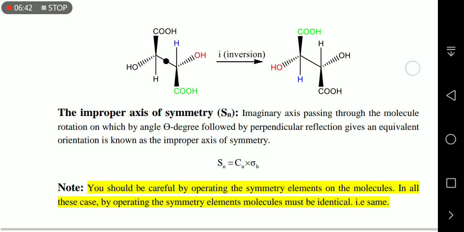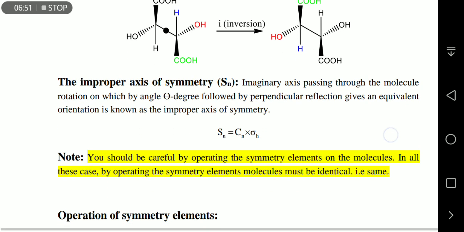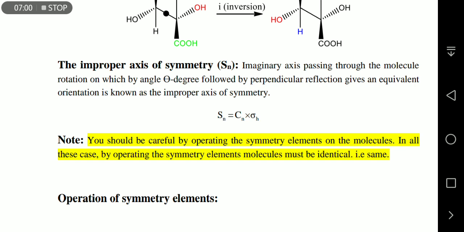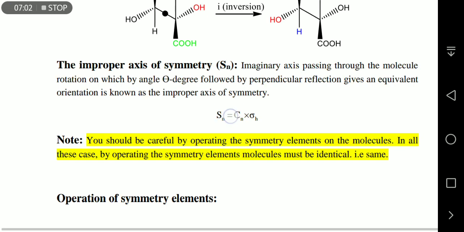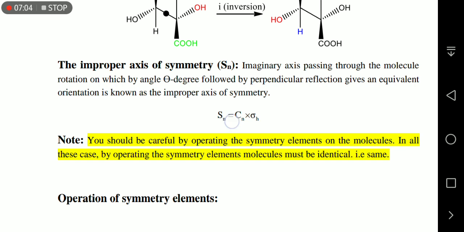The improper axis of symmetry is an imaginary axis passing through the molecule, rotation on which by angle theta degrees followed by perpendicular reflection gives an equivalent orientation, and is known as the improper axis of symmetry. Improper axis of symmetry Sn is equal to Cn into sigma h. You can write down this formula.